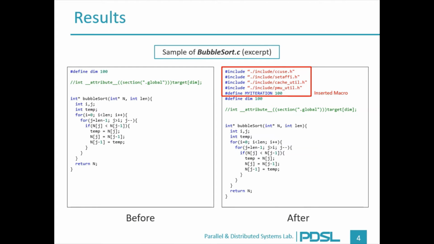On the left-hand side is before inserting the macro. The right-hand side is after. You can see the added code in the red box.